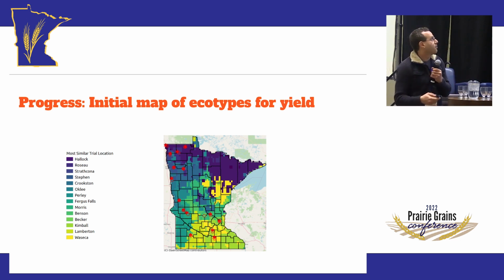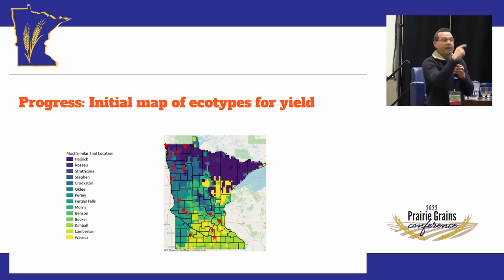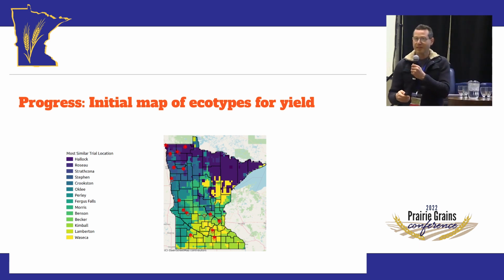These are color coded from latitude, basically from top to bottom of the trial locations that we have. What regions are most similar to that particular region? In this case, you can see Wasika, the yellow, is similar to where Wasika is, but also to some areas that venture up north. We'll talk a little more about that in a second.